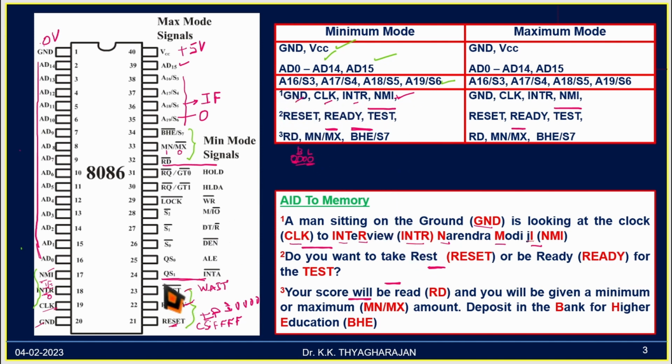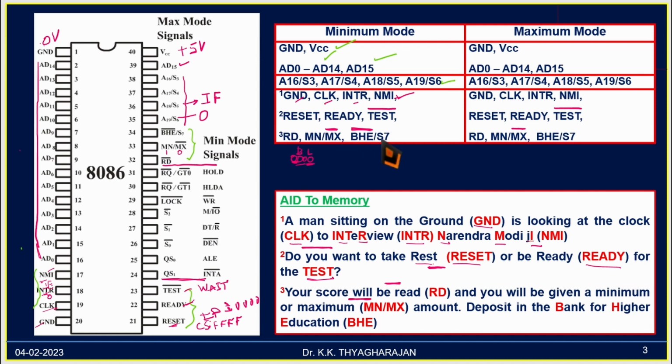Similarly, to remember these 3 signals, reset, ready, test, you use this sentence. Do you want to take rest or be ready for the test? You are asking a student whether he wants to take rest or he is ready to write test. So here I am using the word rest, but it can be interpreted as reset. Then ready can be used as it is. Then test is the examination.